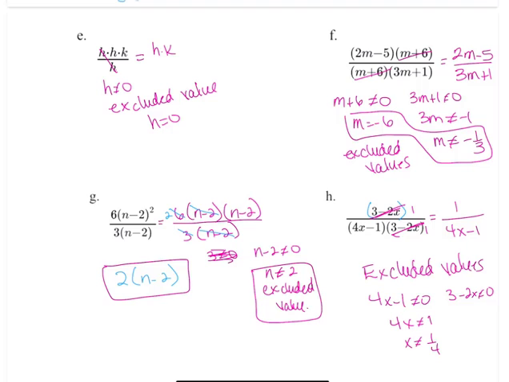On this one, I'm going to subtract 3 from both sides. So I'm going to have negative 2x cannot equal negative 3. I'm going to divide by a negative 2. So x cannot equal, negative over negative is going to make that positive, a positive 3/2. So there's my 2 excluded values, and there's my simplified form.